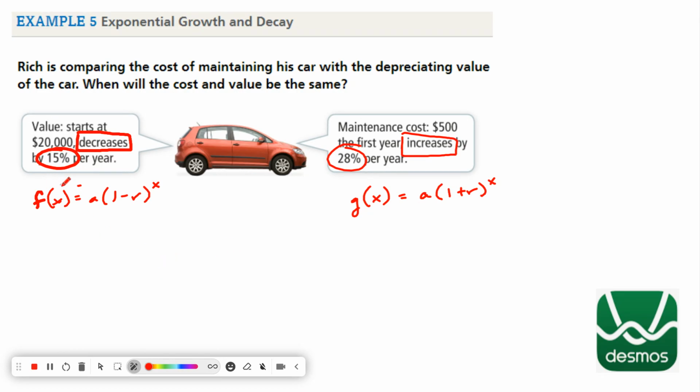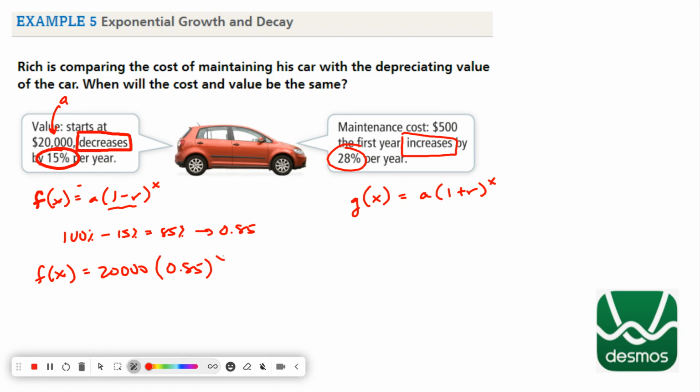All right, so let's build our two functions. I'll do the value function in red. The initial amount is this 20,000, so the 20,000 is a. And then to find this 1 minus r, we're going to do 100% minus 15%, which is 85%. When you move the decimal over 2 places, you get 0.85. So this function is going to be f of x equals 20,000, no comma please, times 0.85 to the x. Okay, there's our first function.